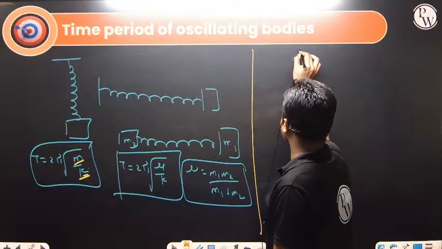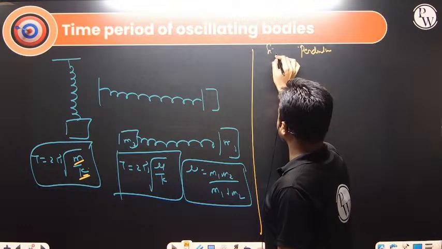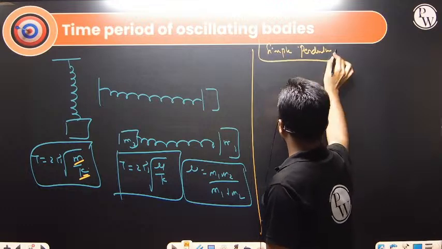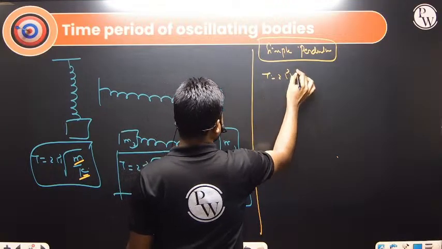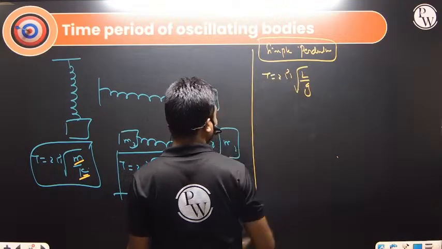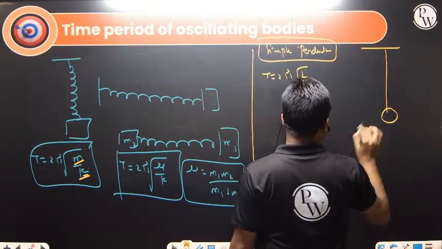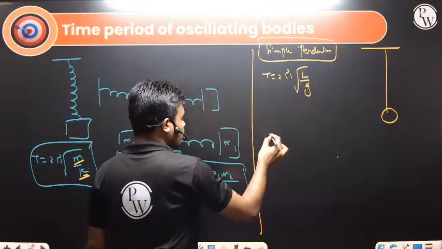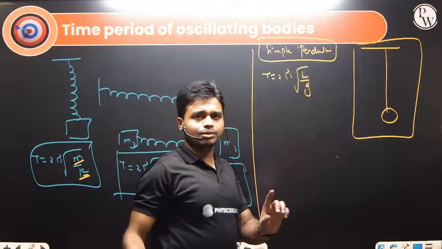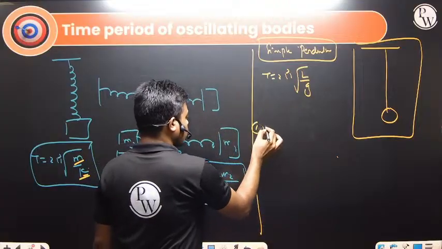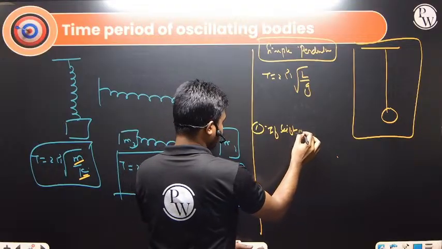If we have a simple pendulum, the time period is given by 2 pi under root L by g, where L is the length of the pendulum and g is the acceleration due to gravity. Now, there are certain cases that we have to discuss. Suppose this is kept inside a lift and the lift is going upward, the lift moves up.